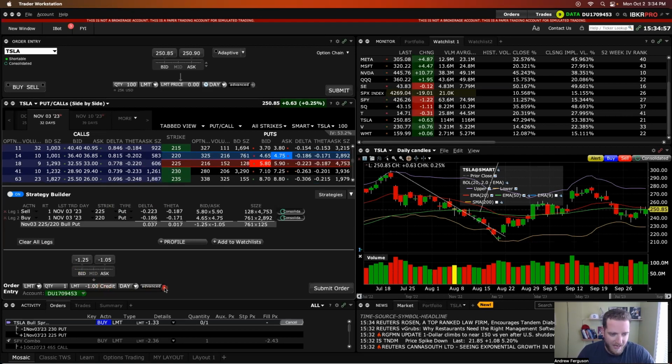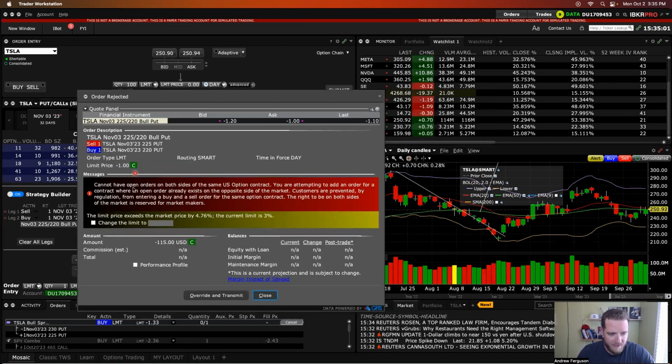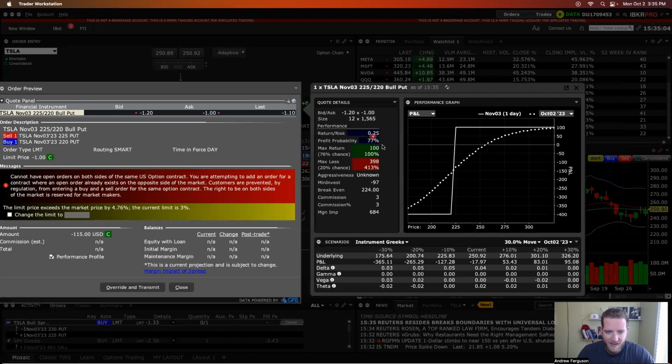If I go to the advanced tab, I can open the margin tab and say, hey, I want to see the performance profile. And I have a $398 potential loss, 77% chance to win this trade.